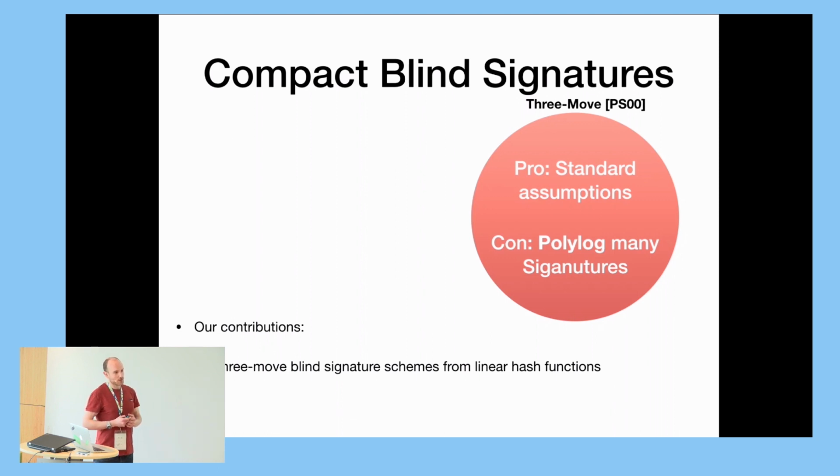a linear hash function, which is basically a hash function which has some homomorphic properties. And I will show this in the next couple of slides. And secondly, we modularize and simplify the proofs from these works by Pointcheval and Stern, which I've listed here.